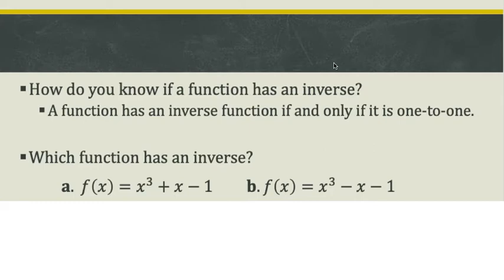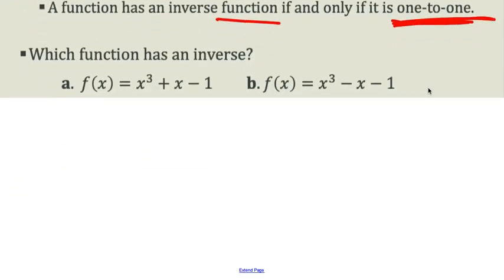Now, how do you know if a function has an inverse? We know that only if it's one-to-one. So what does one-to-one mean? First of all, we know that a function is a function if it passes the vertical line test. We know that it's one-to-one if it passes the horizontal line test. So which of these has an inverse?